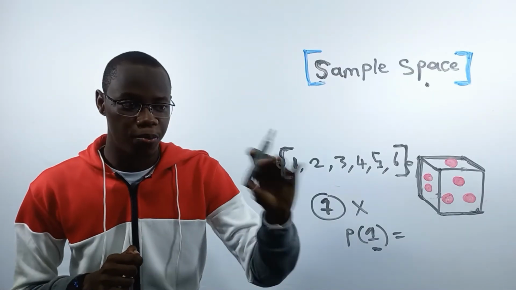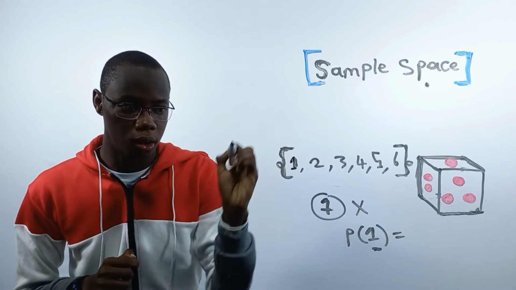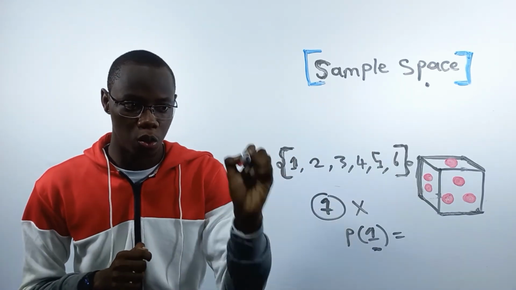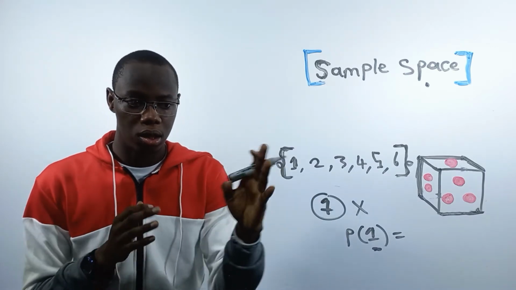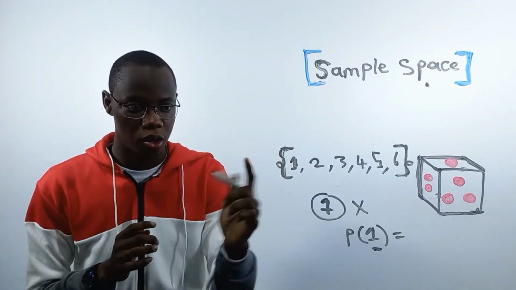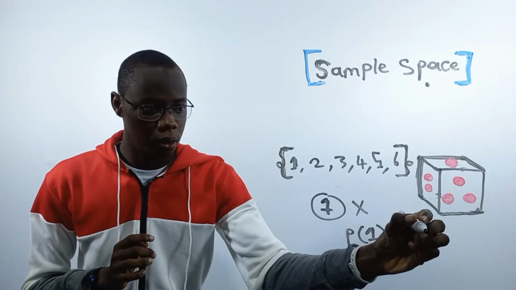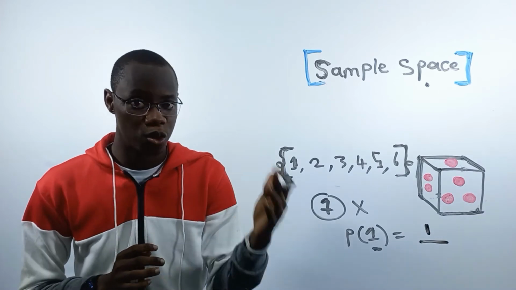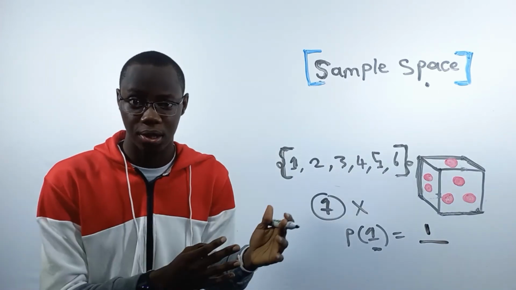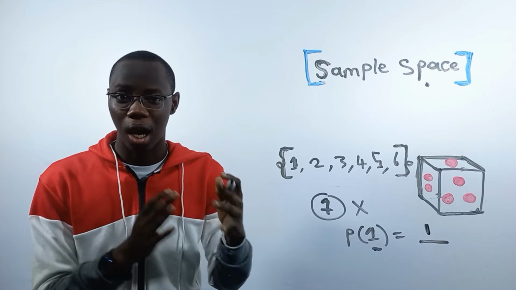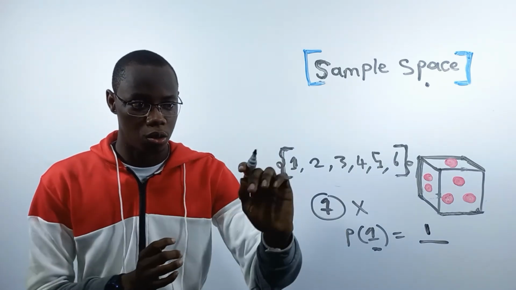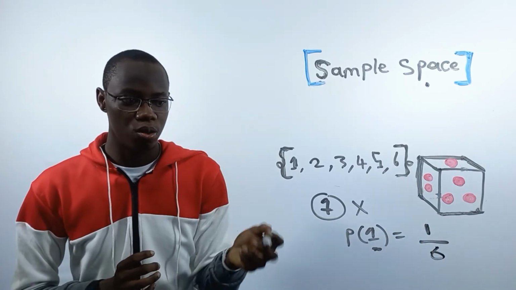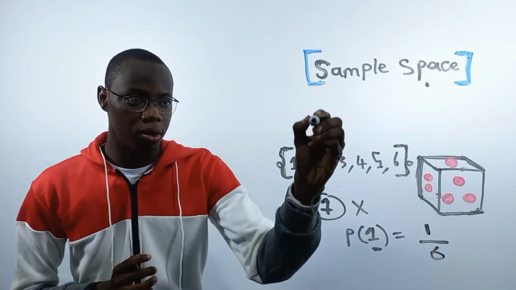Now what is the probability of getting a 1? The probability of getting 1, the one face, is the element I care about, which is just one side, divided by the sample space, that is the total number of likely outcomes, which is the sides 1, 2, 3, 4, 5, 6. So that's 1/6.